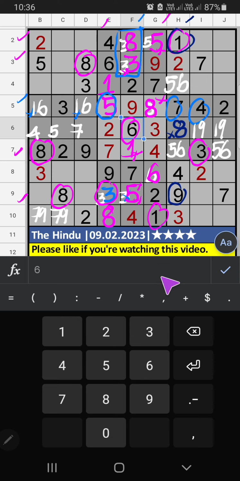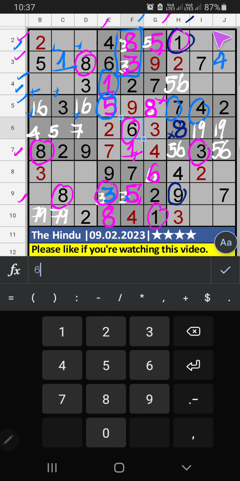We will confirm later. Then fourth row, on second row, we have 1. So 1 can't come in these cells. Then 1 is confirmed here. Then third row, only one number is remaining, 4. 4 is confirmed here.